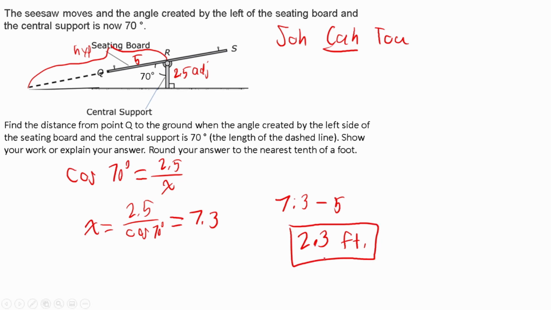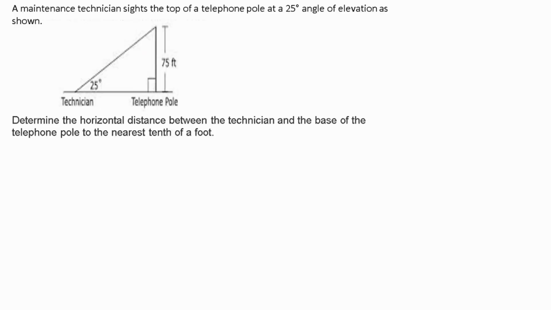Awesome. So next up, it says a maintenance technician sights the top of a telephone pole at a 25-degree angle of elevation as shown. So from the technician, he's staring up at the top of a telephone pole, and the angle he's looking is at a 25-degree angle, to determine the horizontal distance between the technician and the base of the telephone pole.